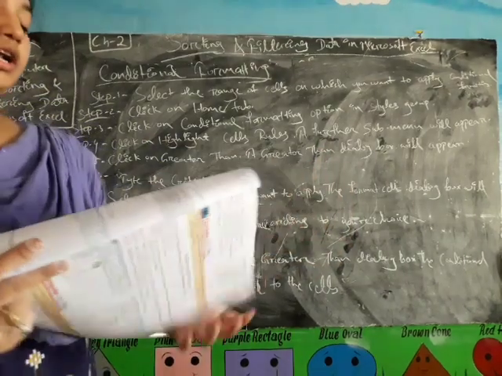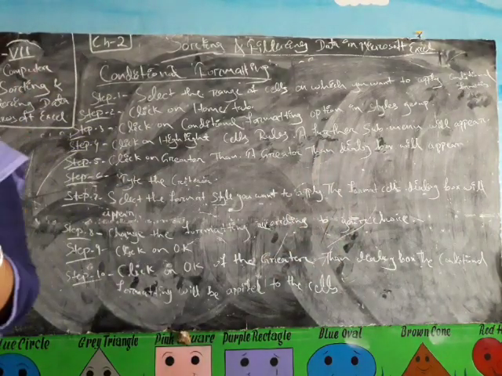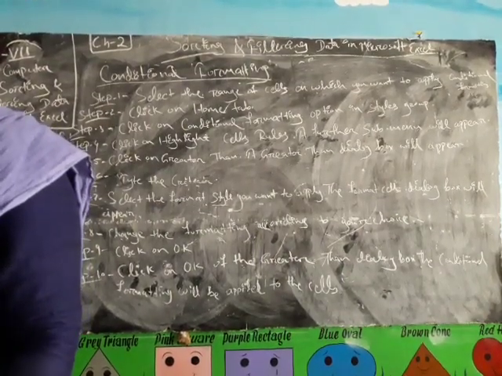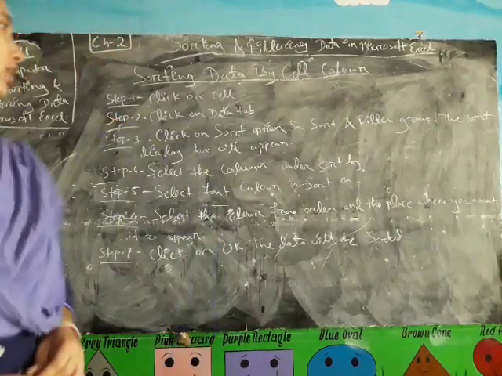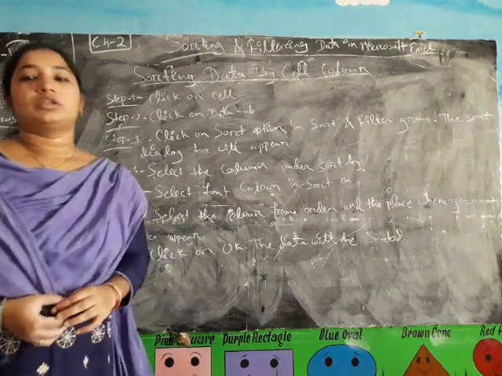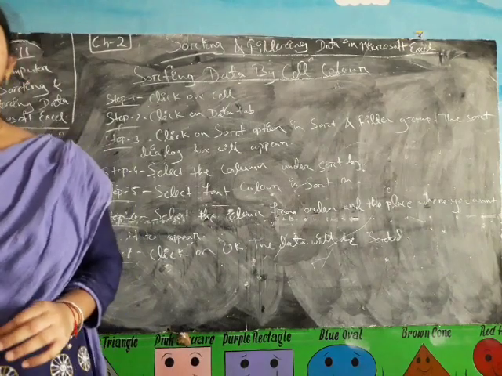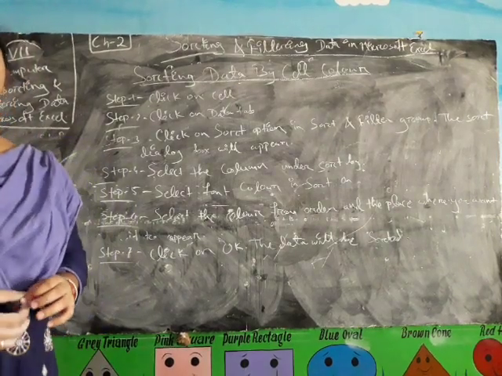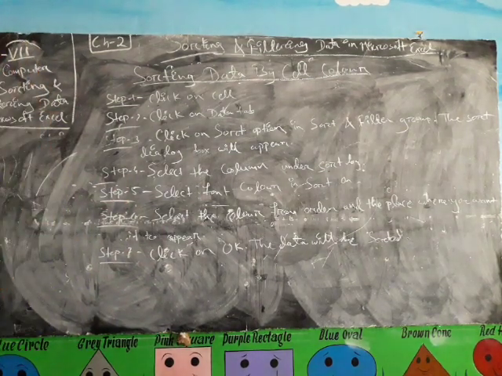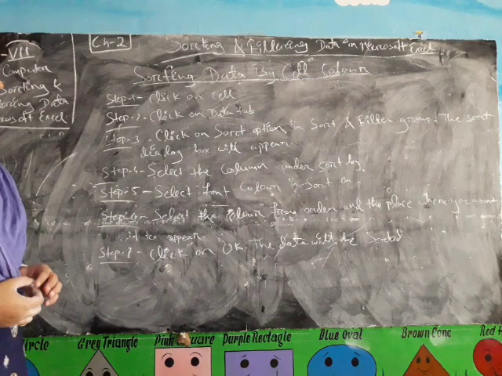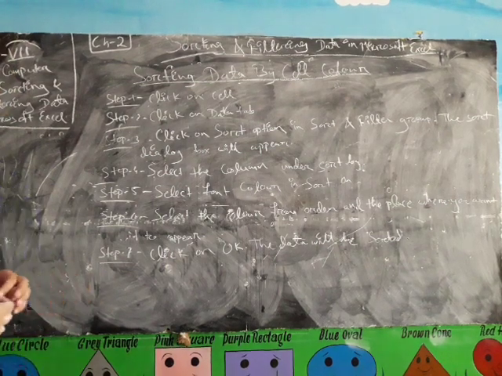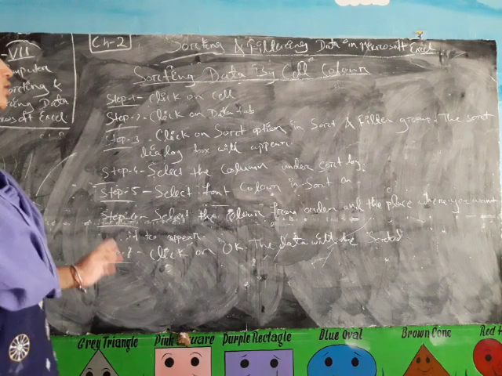So students, after that we discuss sorting data by cell color. Now we know sorting data by cell color. So how we can sort and filter data based on conditional formatting. So these are the steps. In the first step we have to click on a cell, and after that click on the data tab, and after clicking on the data tab we have to click on the sort option.